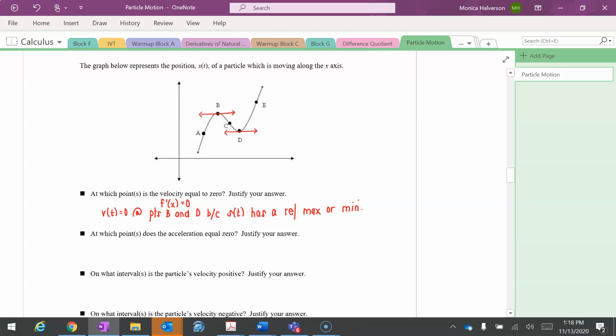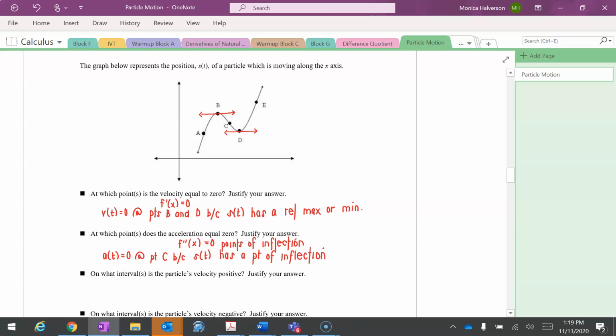At which points does the acceleration equal 0? Now in this case, we're saying our second derivative equals 0, which means, if we remember, those are points of inflection where our graph changes concavity. So where does our graph change concavity? Well, clearly the only point where it changes concavity is at point C, because S of t has a point of inflection. Okay?